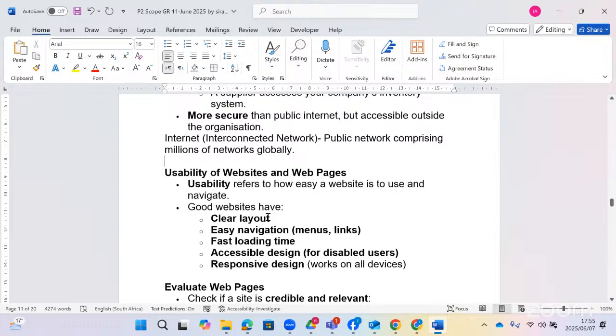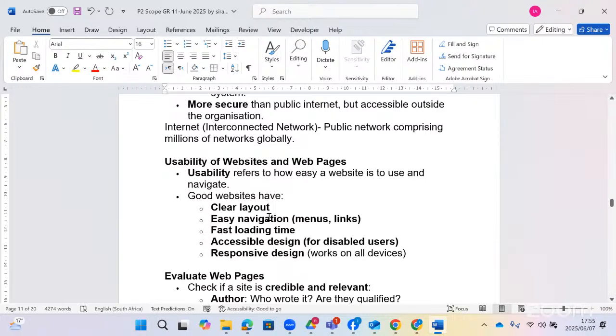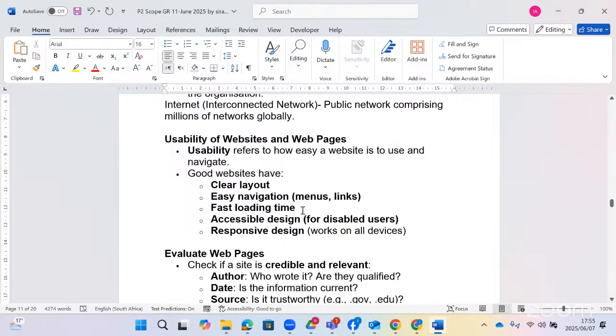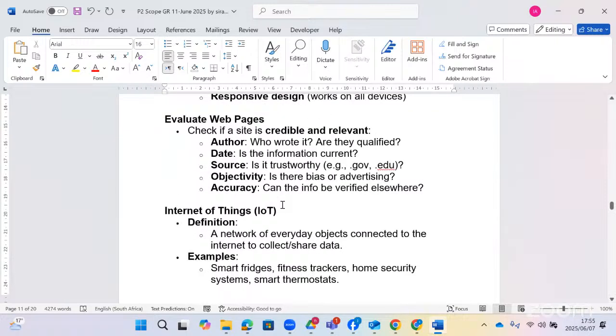Then the usability of websites and web pages. When we talk about usability, it refers to how easy a website is to use and navigate. Good websites always have a clear layout, easy navigation, fast loading time, accessible design for disabled users, and responsive design which works on all devices. So these are some of the factors you must consider for a good website. Then how do we evaluate a website?